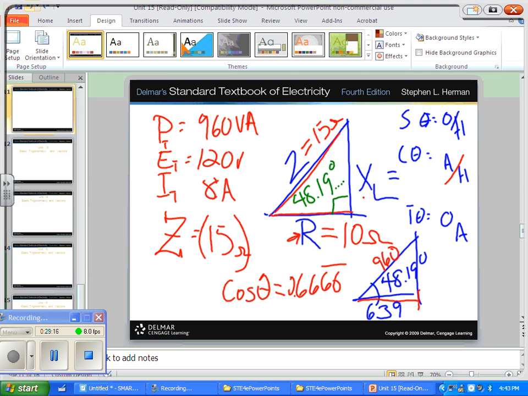640? Is that right? Okay. So out of all this power that's coming in, it's only turning it into 640 watts of real work. Not terribly efficient, right? Not that bad, but not terribly efficient.